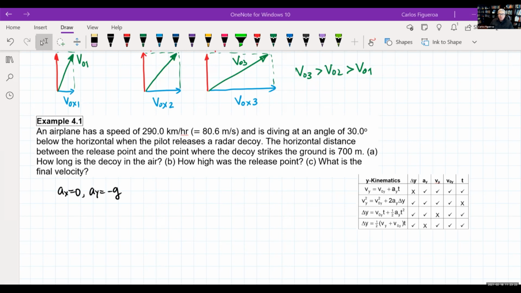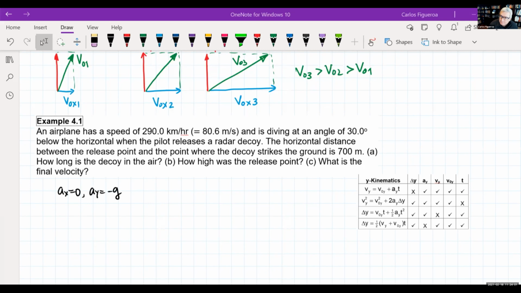The first thing we want to think about here is that this airplane is diving, so let's make sure we're thinking about this with good physics. I want to be really clear: what do I mean by the initial velocity here? It says the airplane is moving at 80.6 meters per second and it's diving.